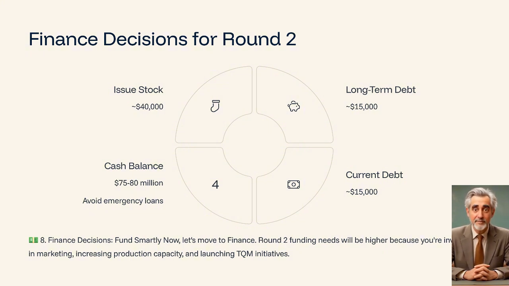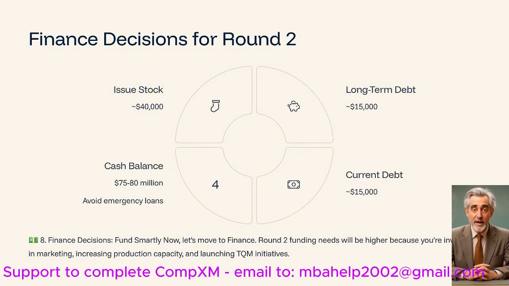Tip 9: Launch TQM, Total Quality Management. Now is a good time to start TQM investment. In Round 2, spend $1,000 on each initiative. Prioritize initiatives that improve R&D cycle time, reduce material costs, and improve demand forecasting. TQM takes a few rounds to show results, so the earlier you start, the better.